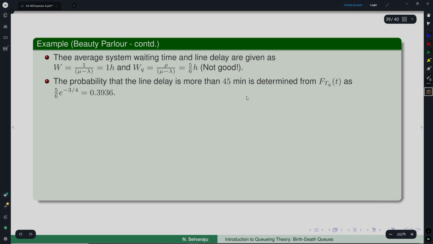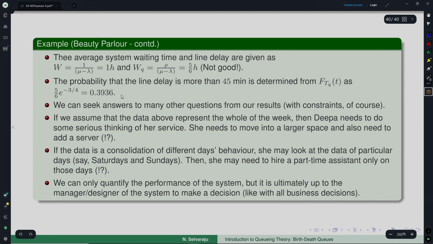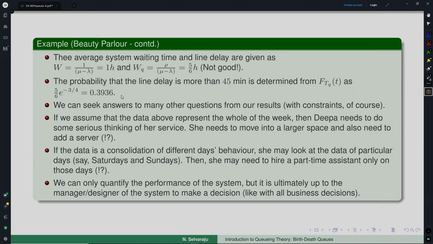Suppose you want different time units, 15 minutes, 10 minutes, then you really need the distribution, and that is what you will get here. Now, we can seek answers to many other questions from our results. Of course, we have to keep in mind our constraints, which is basically an M/M/1 system with all the assumptions that are inbuilt.